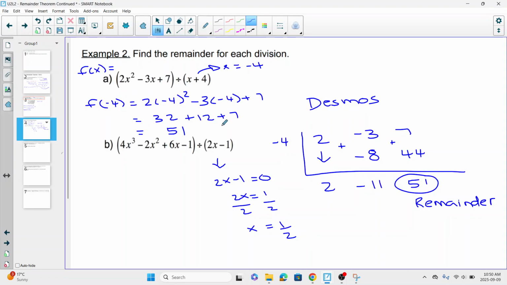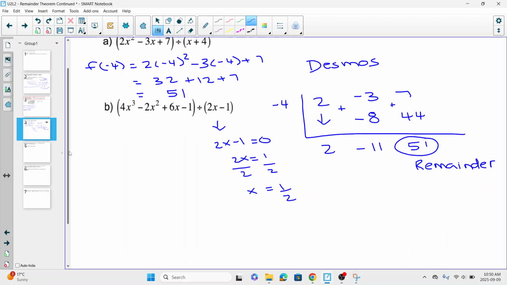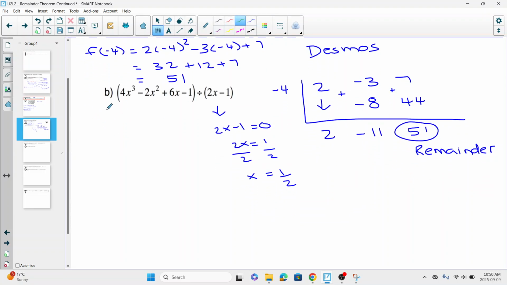So let's just give ourselves a bit of space here. We're trying to figure out, and again, we'll call this function f at x, what is f at 1/2. So we have 4 times 1/2 cubed, minus 2 times 1/2 squared, plus 6 times 1/2, minus 1. All right, so we have some exponent laws here.